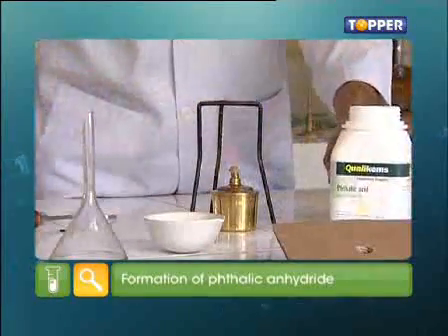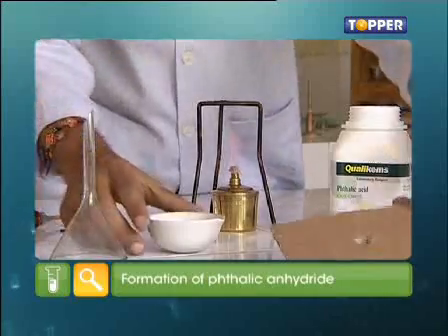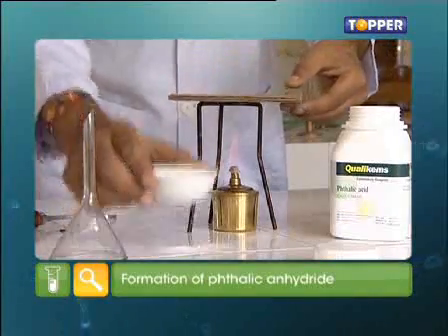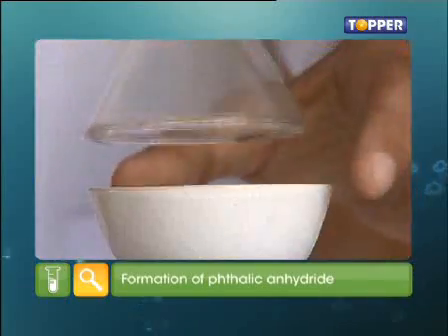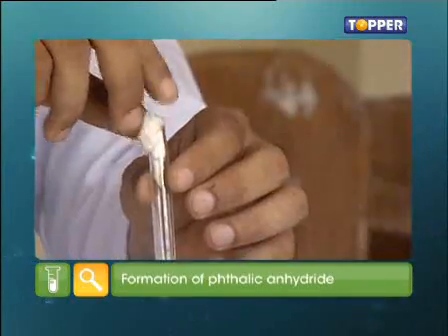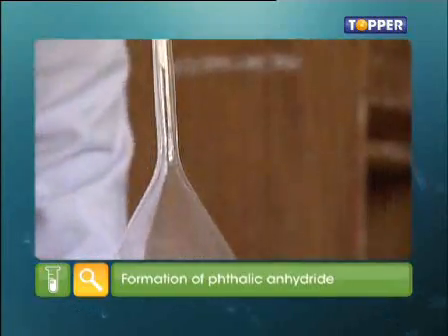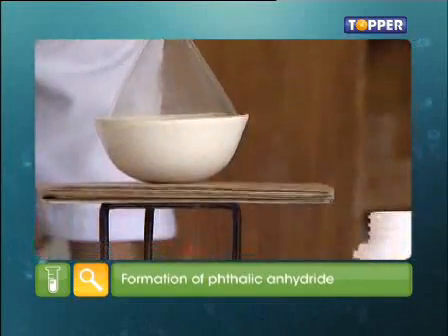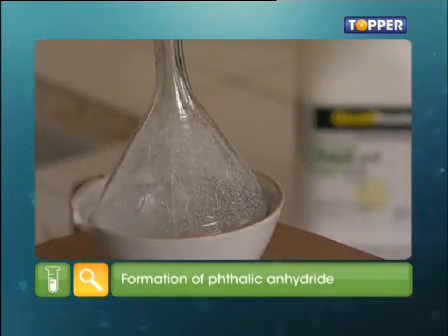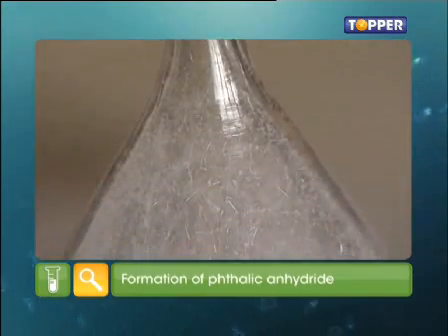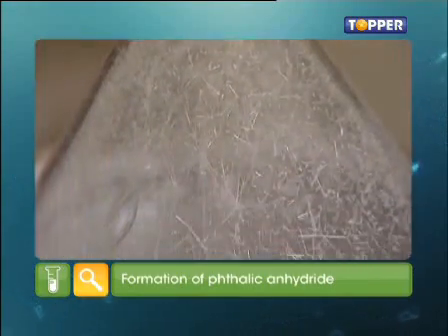This is done by heating phthalic acid in a china dish on a burner, which has a cardboard with a hole in it. This is covered with an inverted funnel with a cotton swab blocking its tip. You will find that crystals of phthalic anhydride collect on the inside of this funnel.